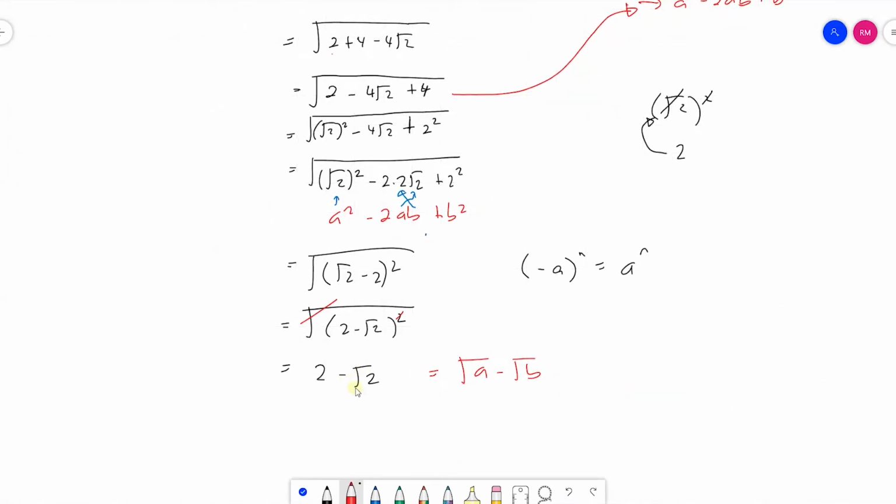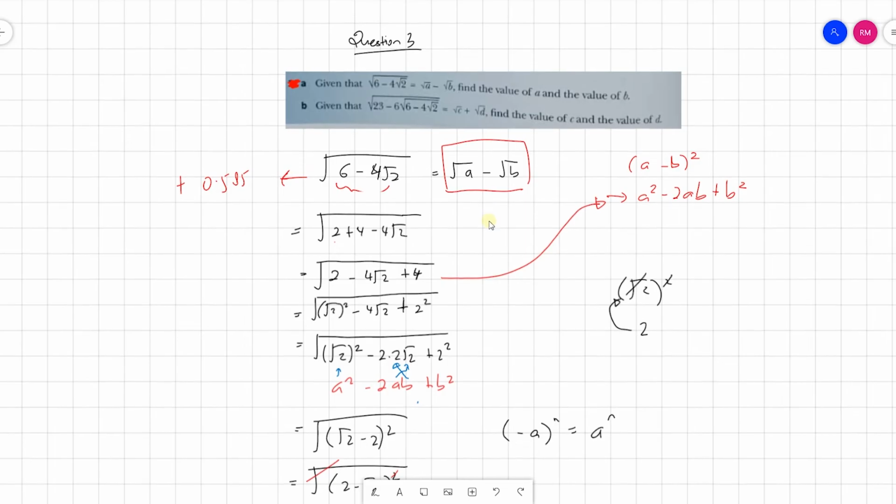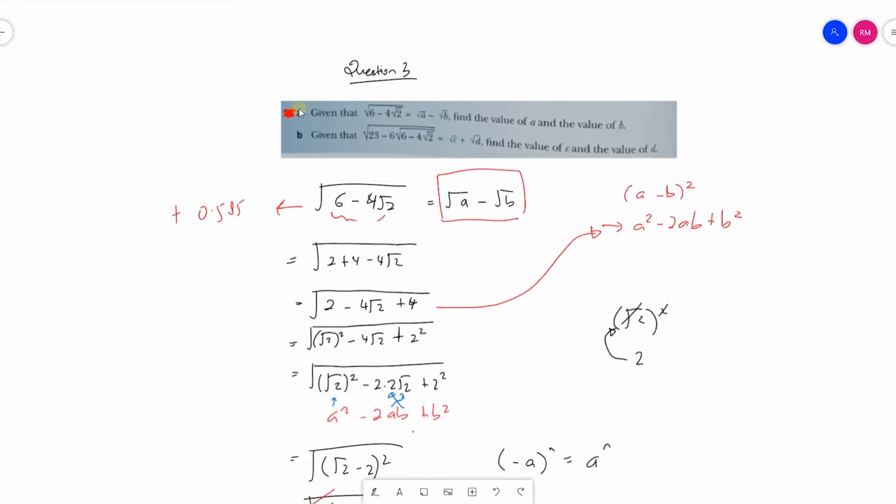For the second part, it is already in the form of a surd, but for the first part, we need to convert this to a surd also. So surd 4 is equal to 2, correct? We can simply convert it like that. So surd 4 minus surd 2, when we compare with surd A minus surd B, we know that A is equal to 4 and B is equal to 2. So that is the method on how we solve question 3 part A. It seems complicated and tricky, but if we sit down and try it again and again, maybe you'll get the method for solving these types of questions.